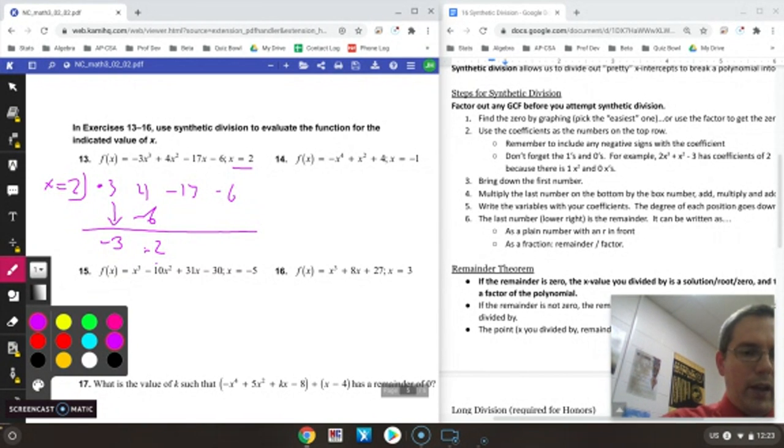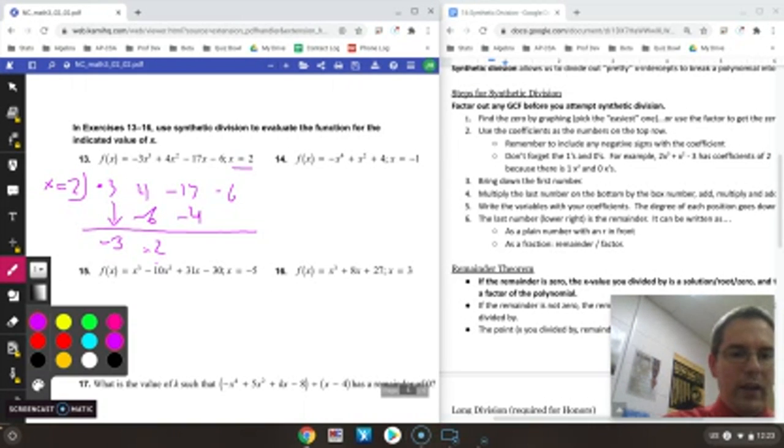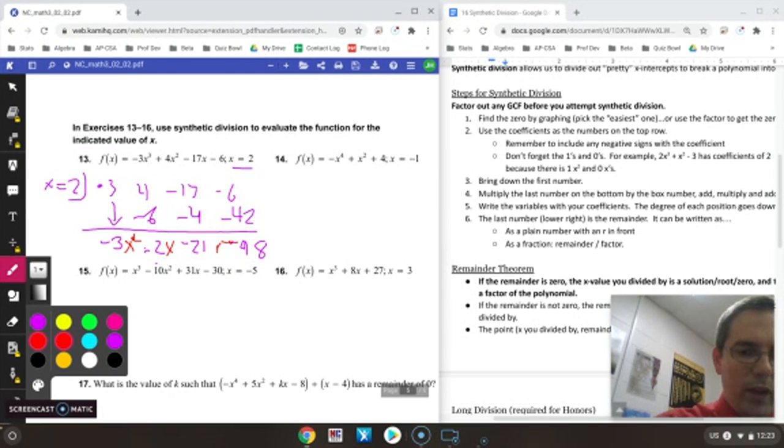Then I go ahead and multiply negative 2 times the 2 in the box is negative 4. I add negative 17 and negative 4 is negative 21. I multiply negative 21 times 2 is negative 42. And then you add again to get negative 48. Now in this case, you have gotten something that did not divide prettily at all. If you wanted to write this out, that would be negative 3x squared, and then I would have a minus 2x minus 21 with a remainder of negative 48.